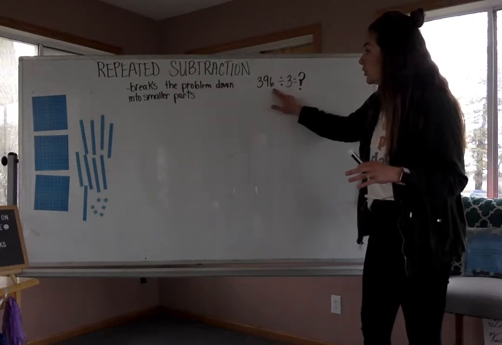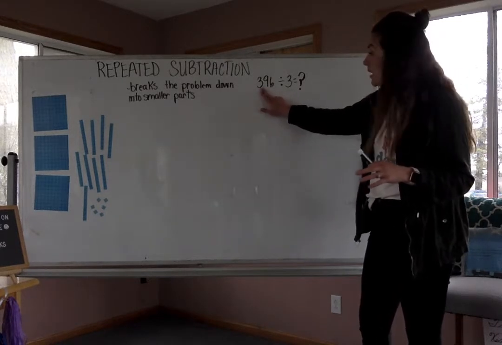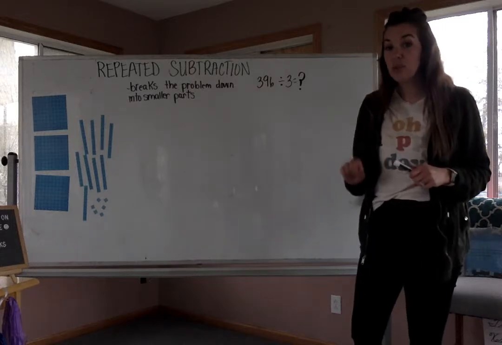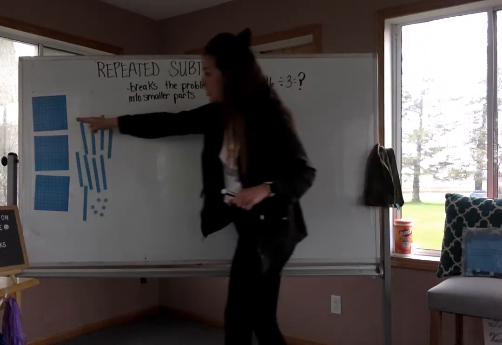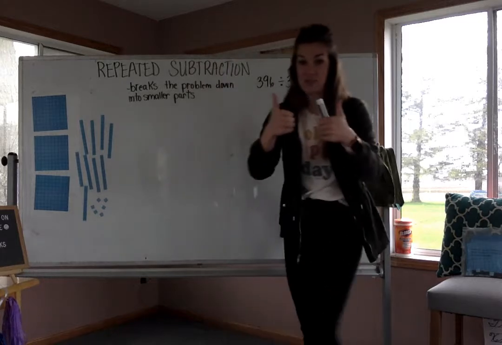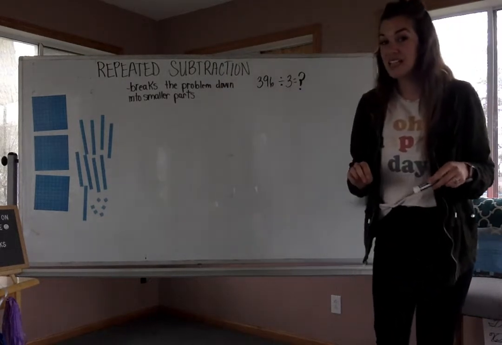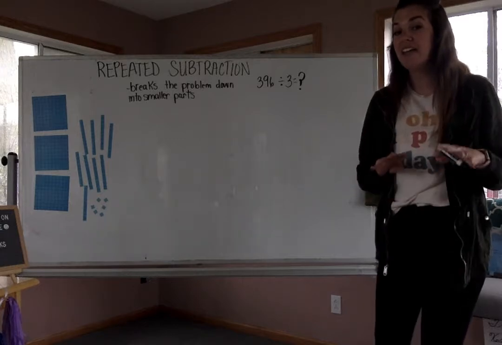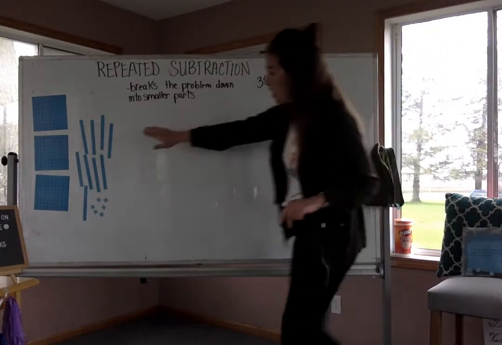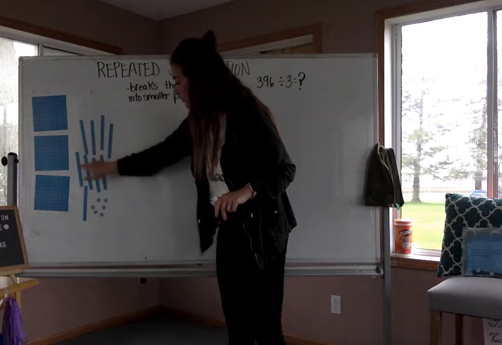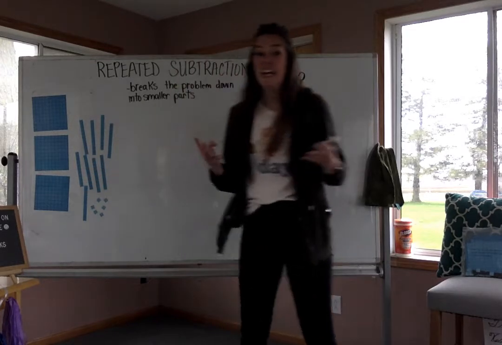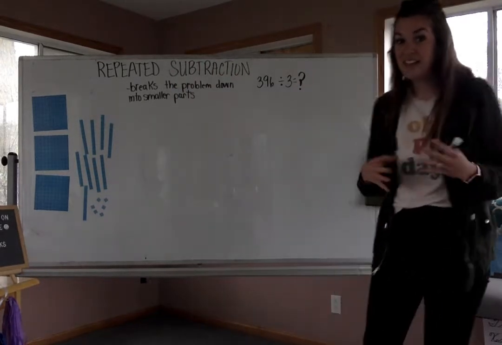He has 396 gold coins. The digit 3 is in the hundreds place, which means I should have 3 hundreds blocks. Okay, so far so good. The digit 9 is in the tens place, which means I should have 9 tens blocks. Okay, let's check. 10, 20, 30, 40, 50, 60, 70, 80, 90. Correct, 90 or 9 tens.